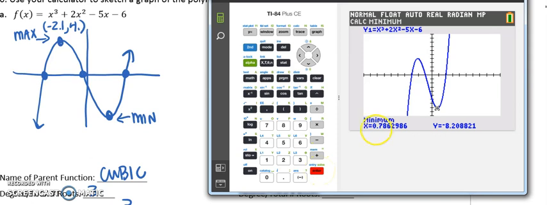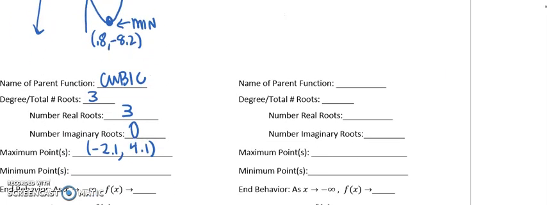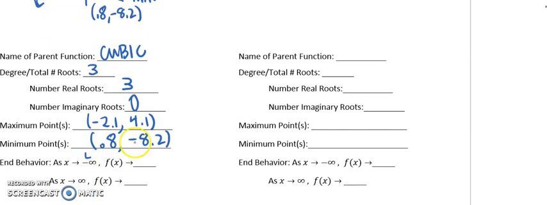And when we do this, let's say this is 0.8, negative 8.2. So we're going to go back down here, 0.8, negative 8.2. All right, they want to know our end behavior. So look at this. As we go to the left, we go down. As we go to the right, we go up. So as we go to the left, we go down, so negative infinity, and as we go to the right, we go up, so positive infinity.